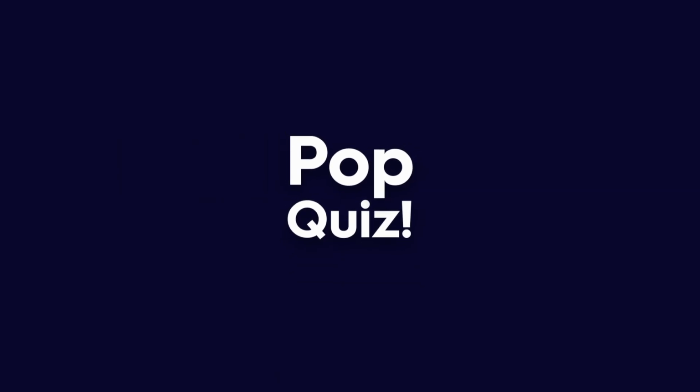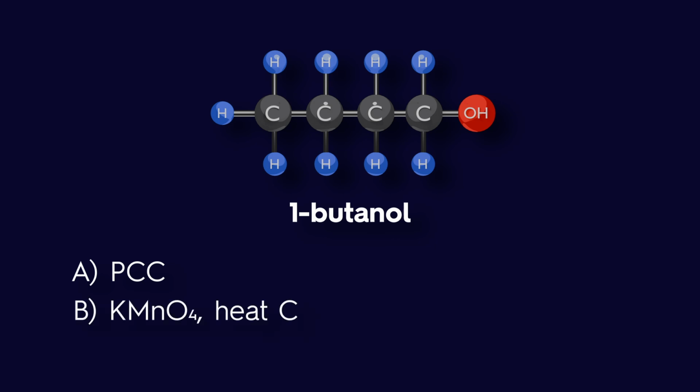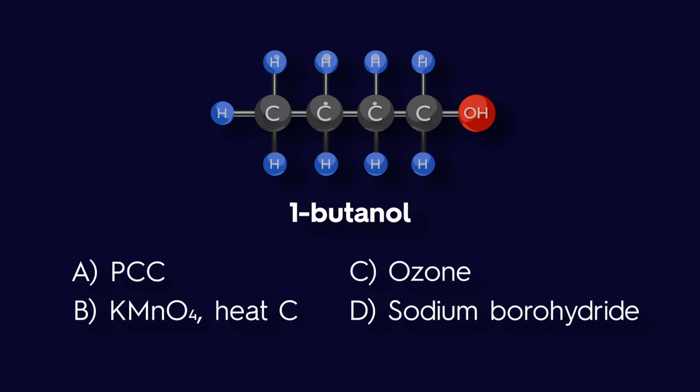Pop quiz, 5 seconds. Which reagent turns a primary alcohol, like 1-butanol, into an aldehyde without over-oxidizing it? A. PCC. Letter B. Hot permanganate. C. Ozone. Or D. Sodium borohydride. Time's up. The answer is A.